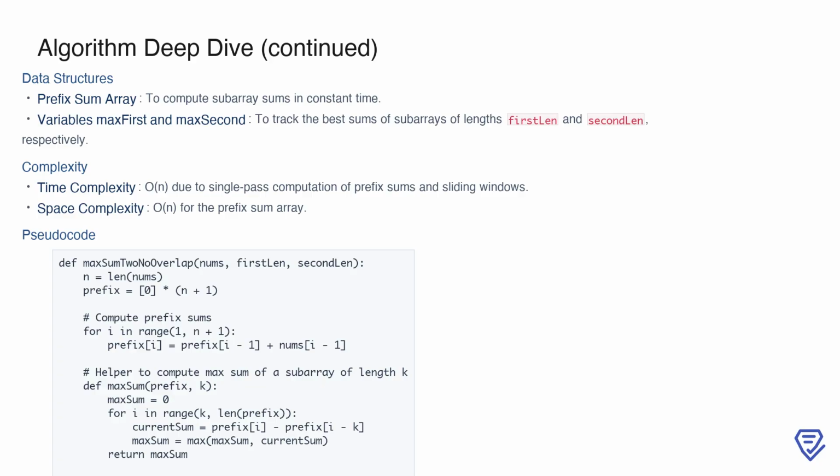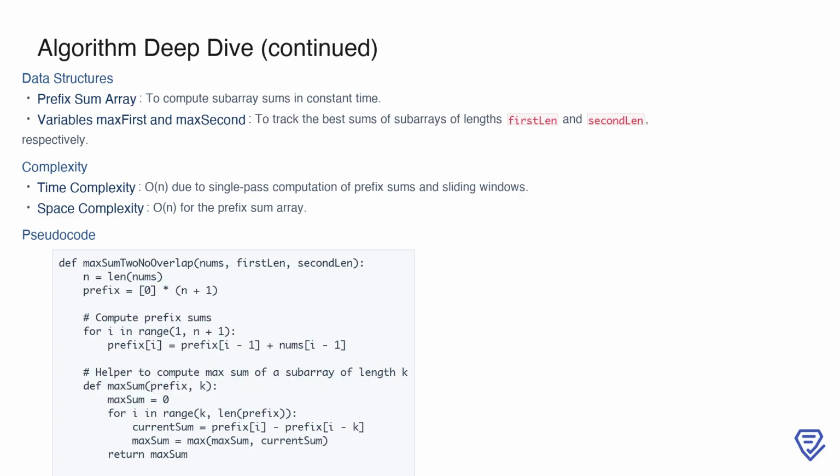To keep track of the best sums for the two subarrays, we use the variables maxFirst and maxSecond, which dynamically store the maximum sums encountered for subarrays of lengths firstLen and secondLen, respectively. This dynamic tracking eliminates the need for nested loops, further enhancing efficiency. The overall time complexity of this approach is O(n), as we make a single pass to compute the prefix sums and another pass for the sliding window computations. The space complexity is O(n), due to the storage required for the prefix sum array.